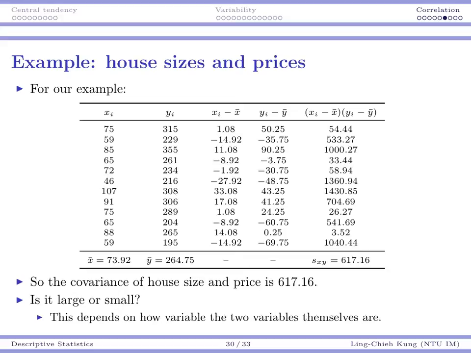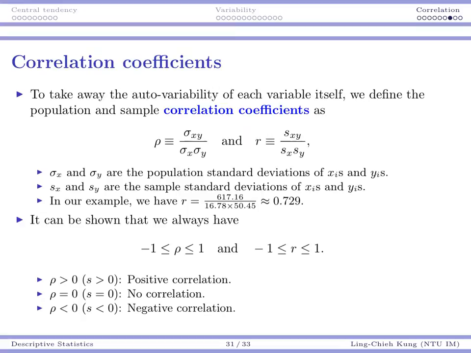We don't know, because we don't know how the two variables themselves are dispersed. When you have two sets of data, if each set has a lot of variability, you expect the covariance to also be large, because it measures some kind of variability. So let's introduce another measurement that may be very helpful: the correlation coefficient.